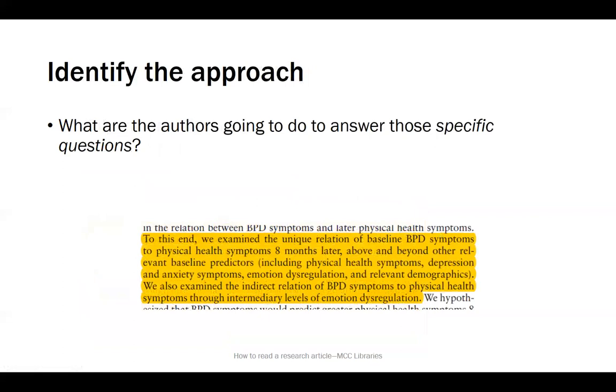So now, what are the authors going to do to answer those specific questions? The approach is typically given at the end of the introduction and serves as a summary of the methods used in the study. So for example, they're saying here, to this end, we examine the unique relation of baseline BPD symptoms. So once again, look in that last paragraph of the introduction, or the paragraph right before the method or methodology section.